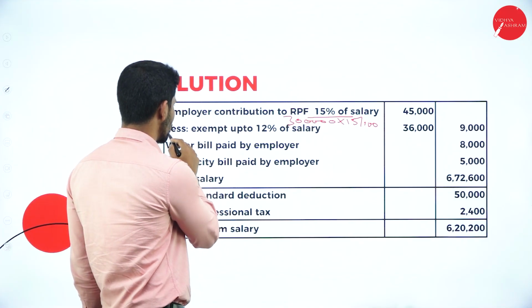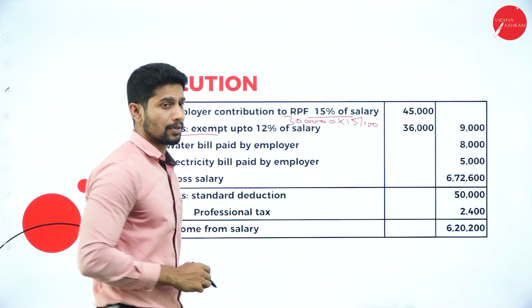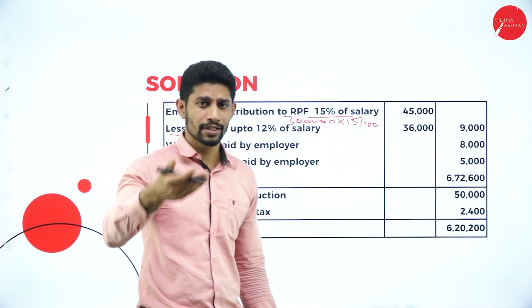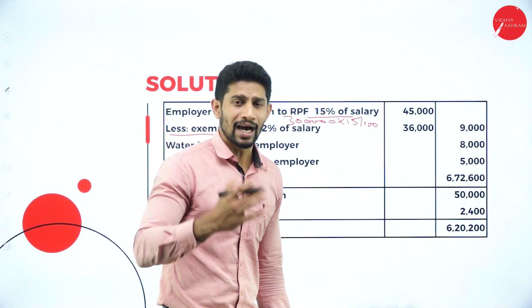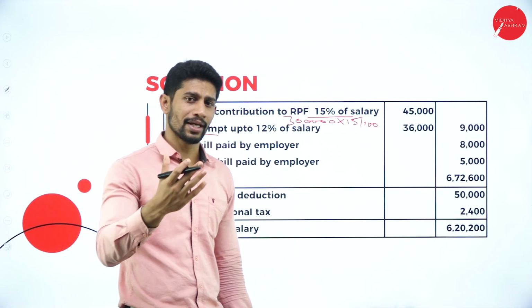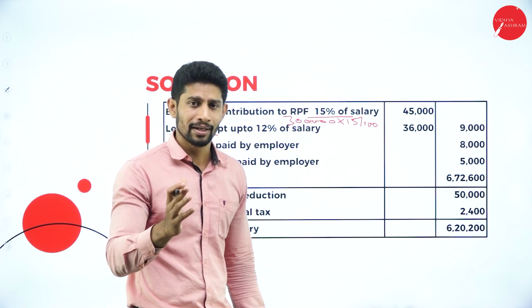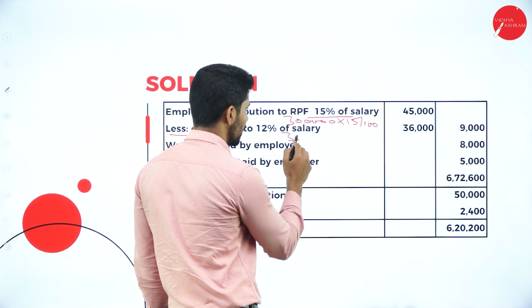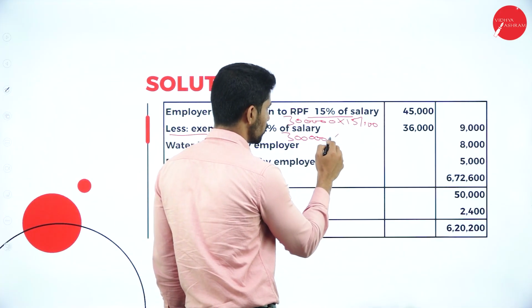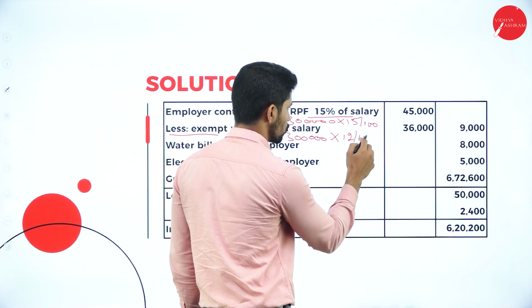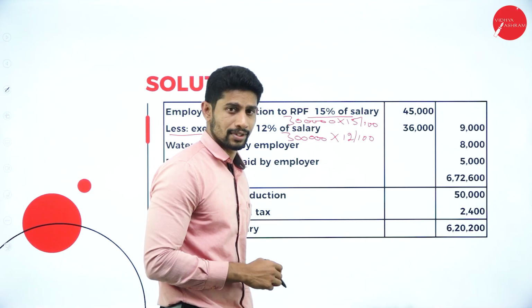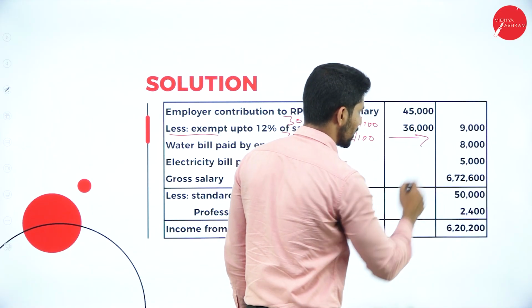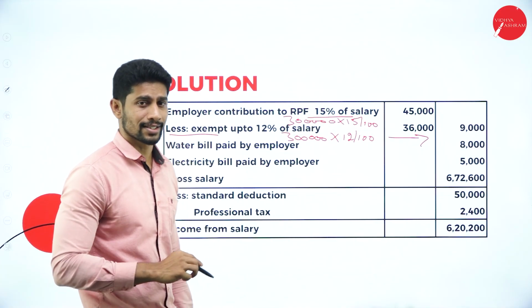But we have the exemption limit, exempt up to 12% of salary. However much the employer wants to pay towards the RPF, let him pay, but it is exempt up to 12% of salary. So what is salary again? 3 lakh rupees into 12%. How much will you get? You will get 36,000. So 45,000 minus 36,000, balance 9,000. That balance 9,000 is taxable.